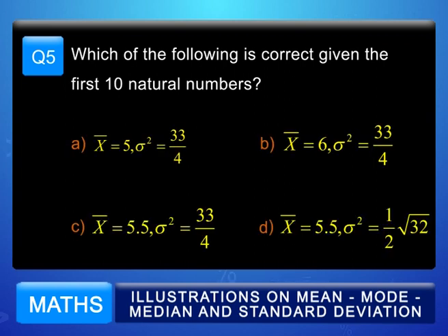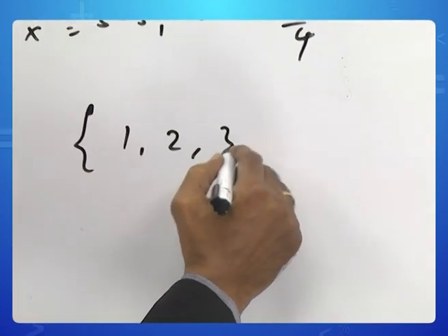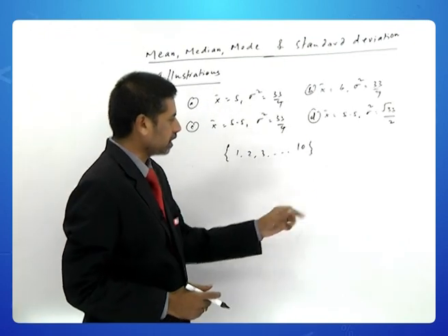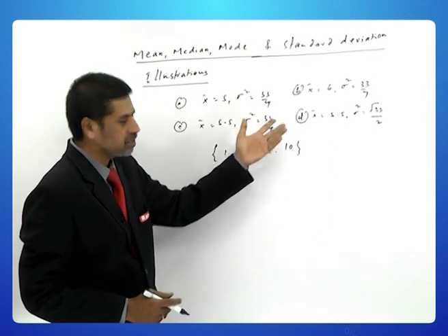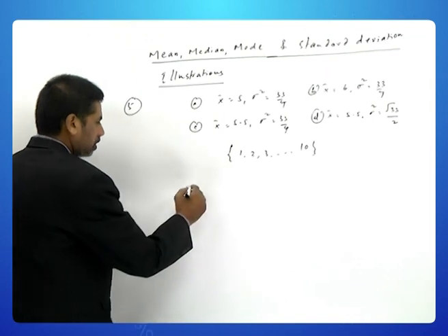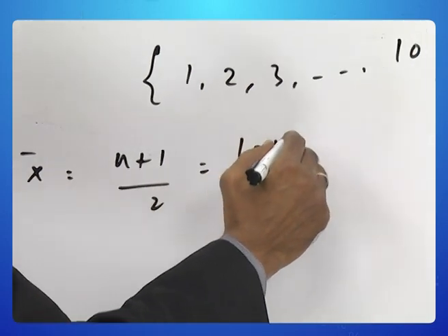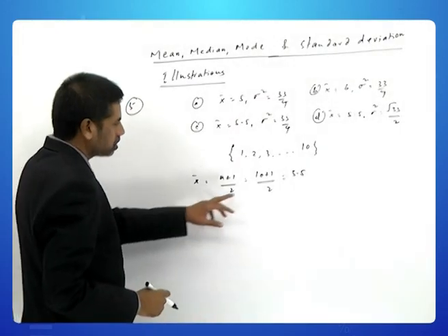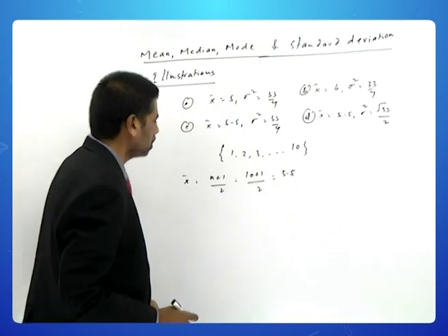Question number 5. Which of the following is true with respect to the first 10 natural numbers? So, if you take the first 10 natural numbers, we have to give opinion about which of these options is correct with respect to this set. So, we have to calculate the mean and variance of this set and see which is the correct one. So, we already have mean is equal to n plus 1 by 2, which is 10 plus 1 by 2, which is 5.5. So, x bar is equal to 5.5 appears in B, C and D. Therefore, A and B are ruled out.